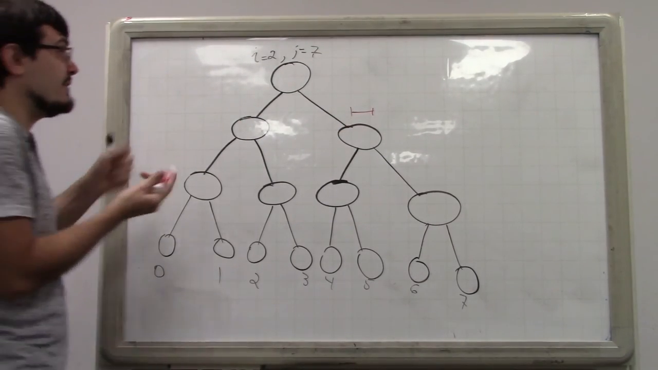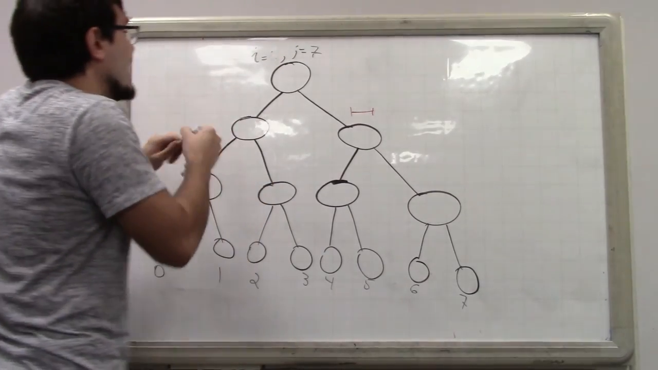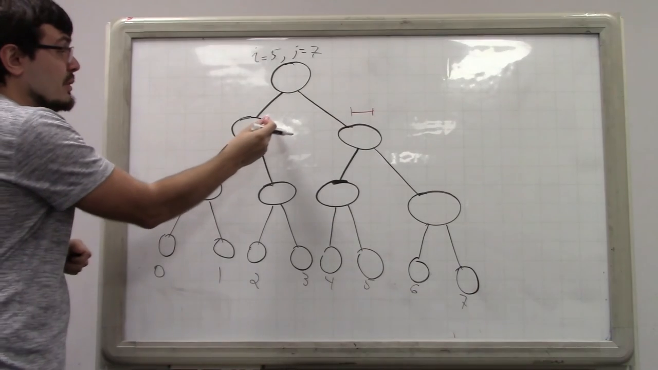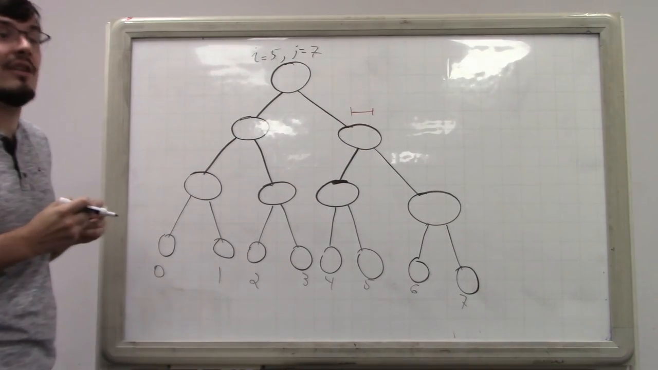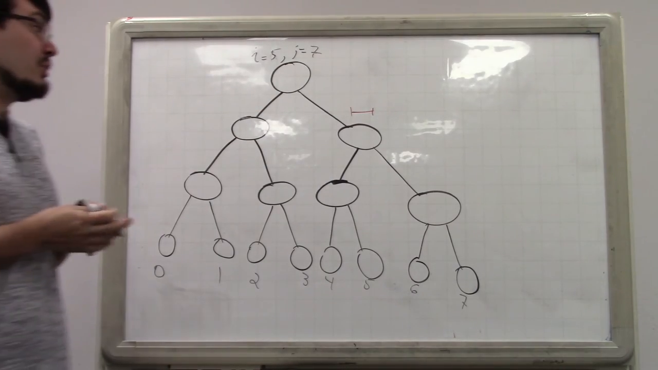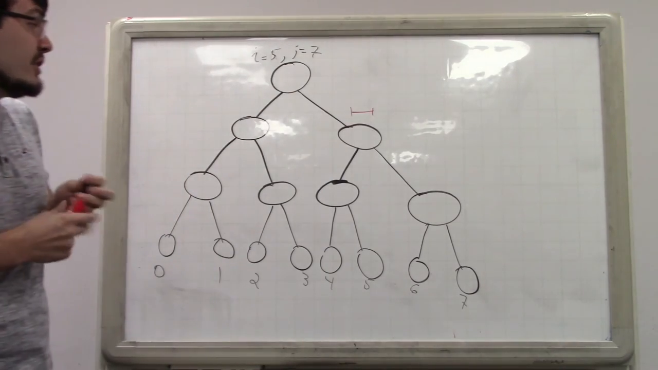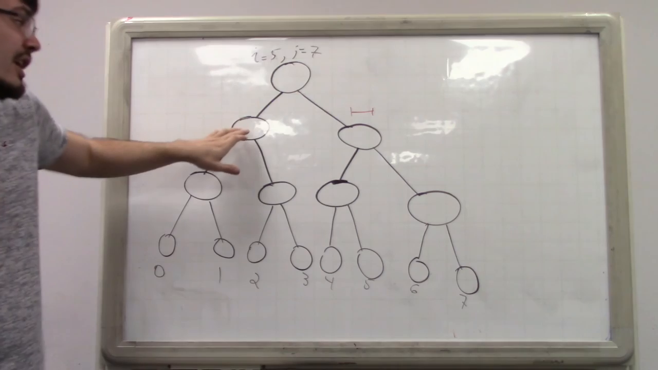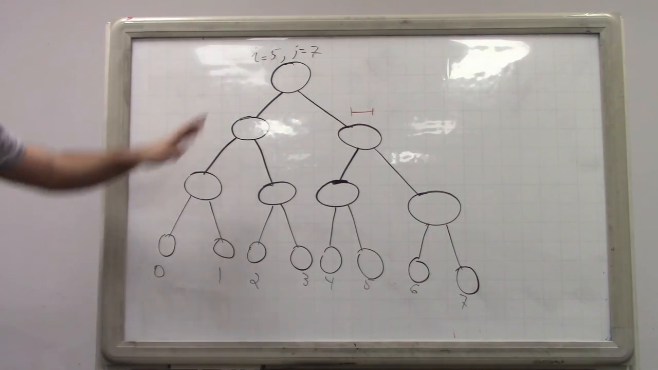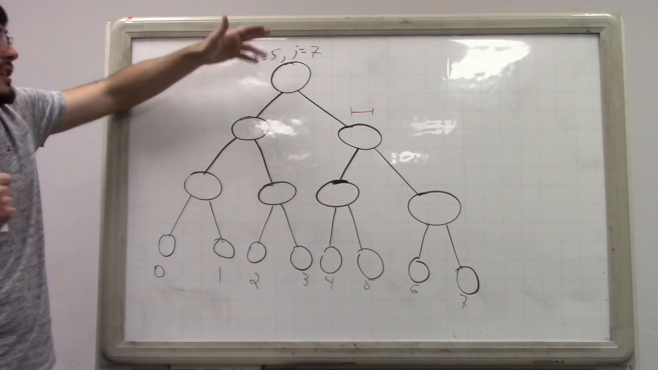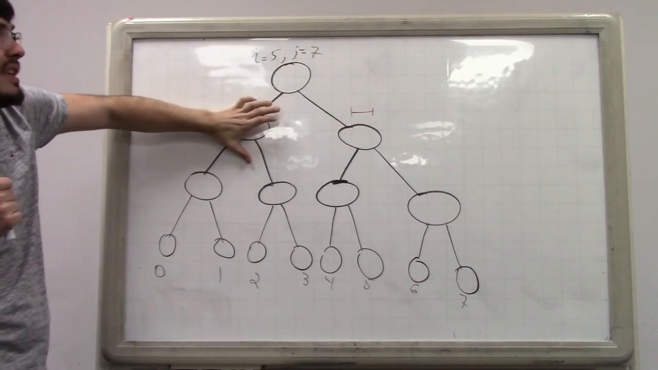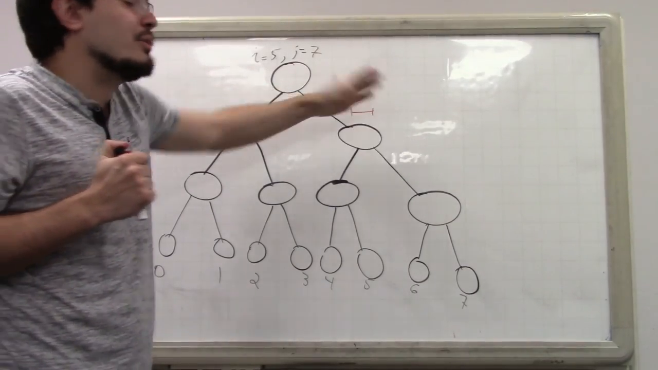So, for example, if i equals 5 and j equals 7, then this node is partially covered, but this node is not covered at all, and so this one is just skipped. So the two cases are either one of the nodes is not covered and the other one is partially covered, or I suppose it could be fully covered. You could get lucky, and this could be i equals 4, j equals 7, so this one could be skipped and this one could have its value taken right away.